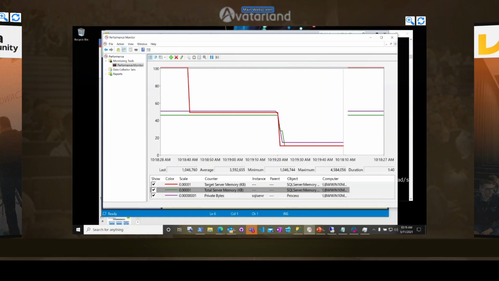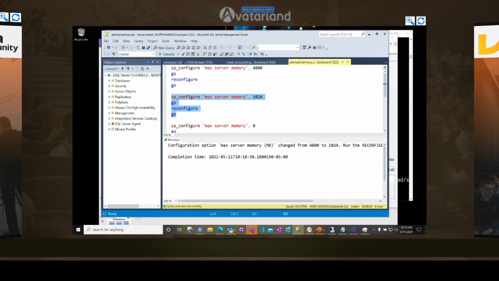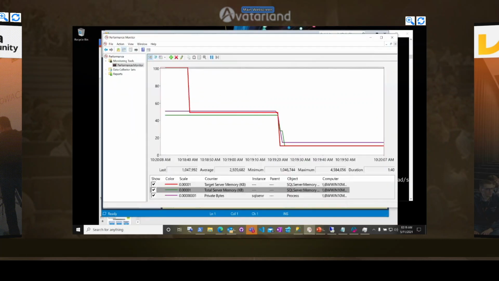So you can see now, this is artificial memory pressure or internal memory pressure because I'm controlling SQL to do it. External pressure would be if another process ran and caused us to go down. Now, one other thing to do, let's go set the ceiling back up. Let's do that, and let's go see what happens.